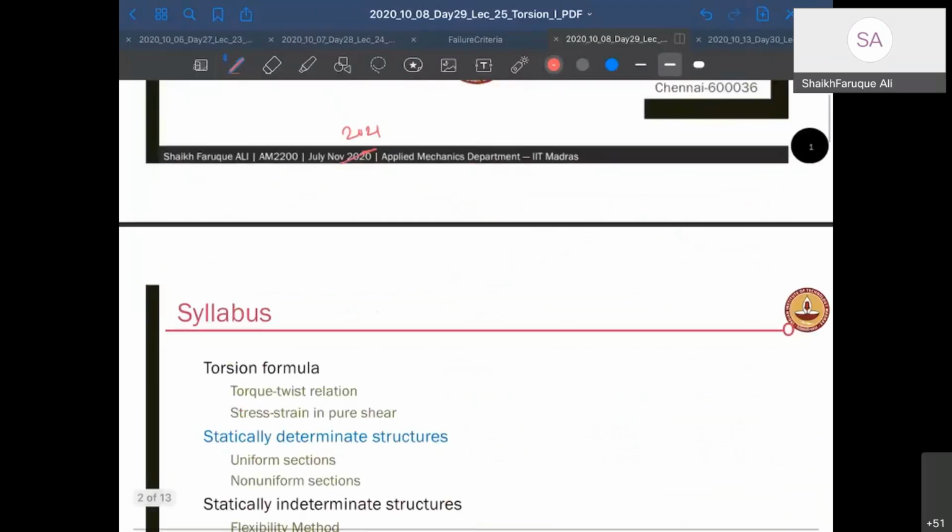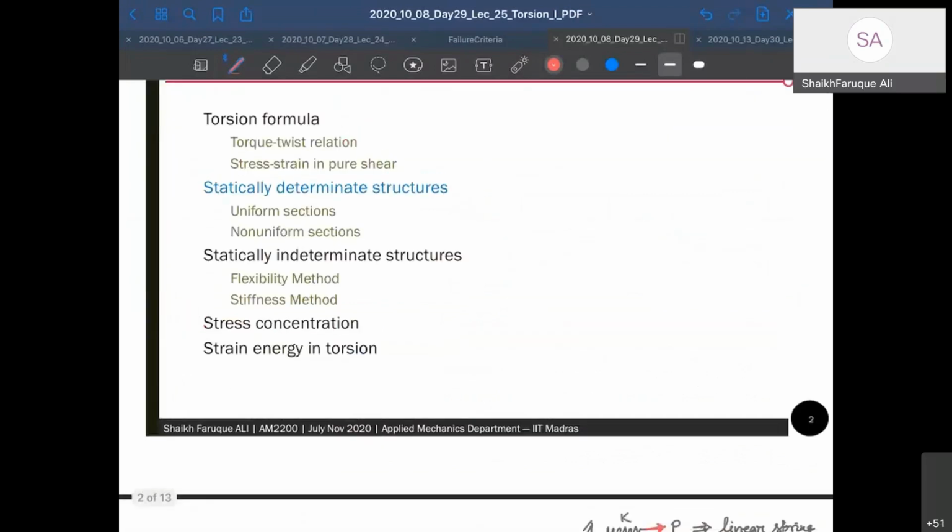Okay, what we have is same as what we had in the axial members. We have to learn a few terms here. What is a torque twist relationship? What is a stress strain in pure shear conditions? Then uniform cross sections, non-uniform cross sections, like in axial members, and then statically determinate structures we have to solve, and then look into stress concentration and strain energy in torsion. Most of the part will be very easy and similar to your axial members. Only thing is we need to pay a little bit of attention in the first part of it, where we deal with torque and twist relations.